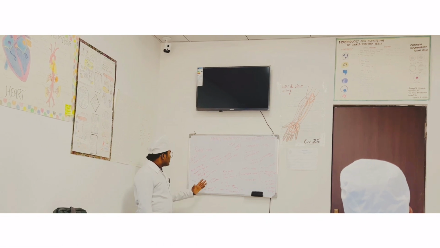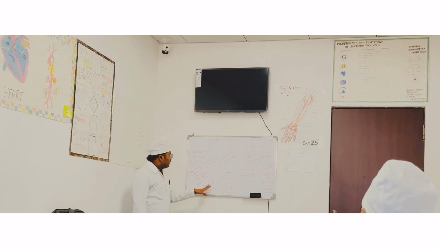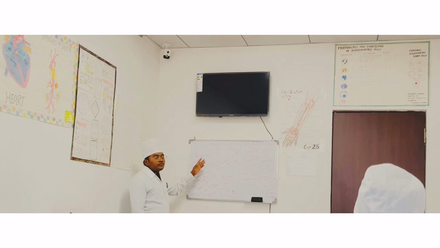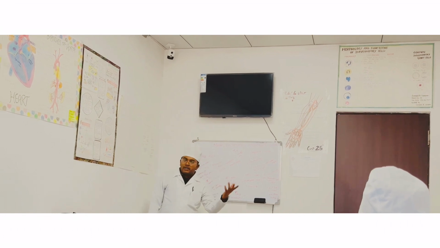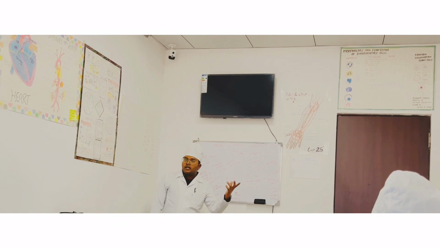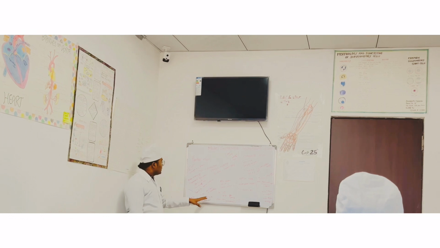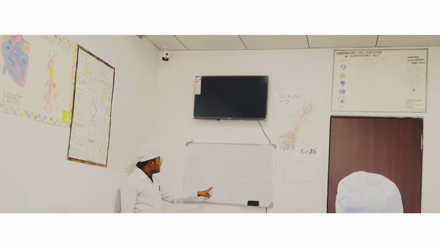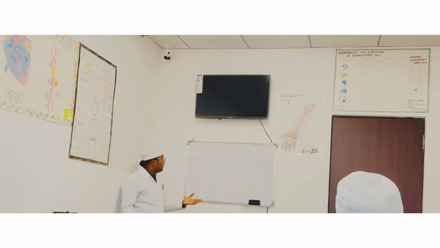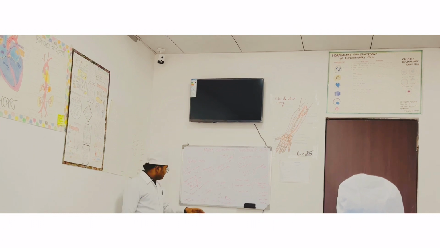For the management of partial mole as well as complete mole, we prefer suction evacuation as well as curettage. In such patients, we also see bleeding from the vagina. Vaginal bleeding is common. It is scanty, brownish-colored blood coming from the vagina. So we have to do curettage as well as suction evacuation of the formed tissue. If we don't, it will still get out by 12 to 16 weeks of gestation.